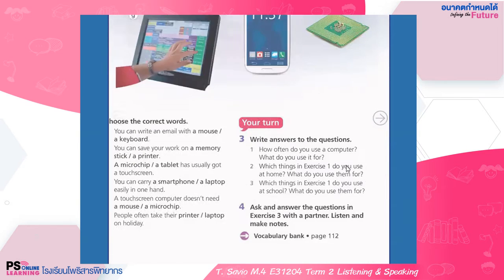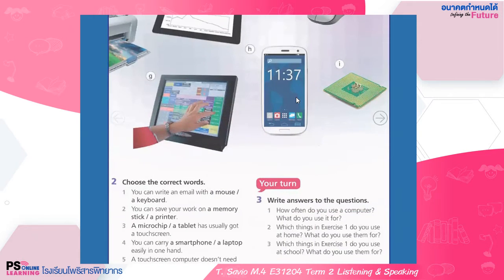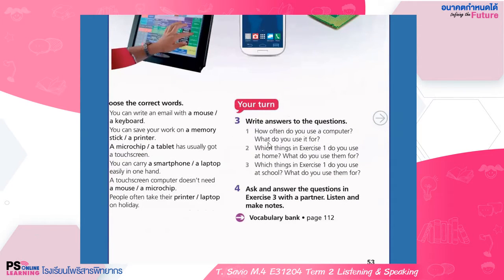That is all the objects that we used in the vocabulary, like the tablet, the keyboard, the smartphone, the printer, etc. Number 3. Which things in exercise 1 do you use at school? What do you use them for? So you have to think about in this exercise of all the gadgets that you use at home and at school, and what you use them for.